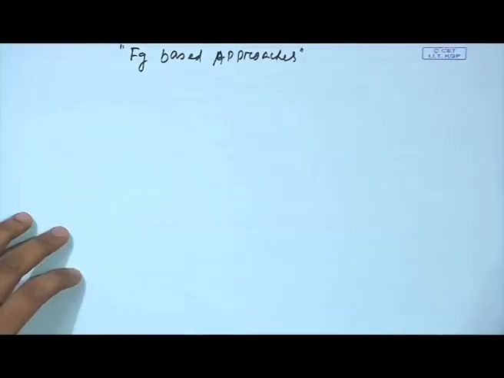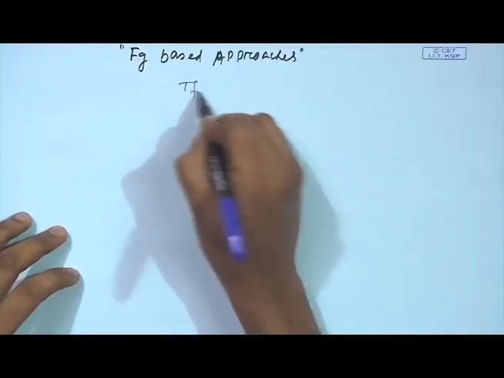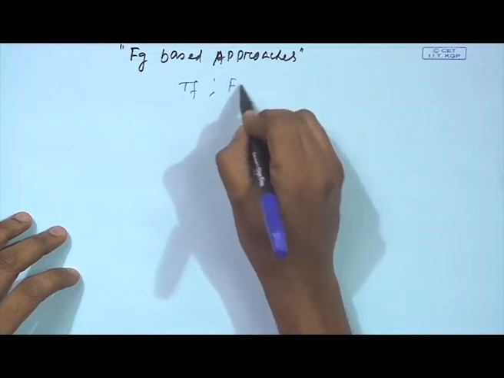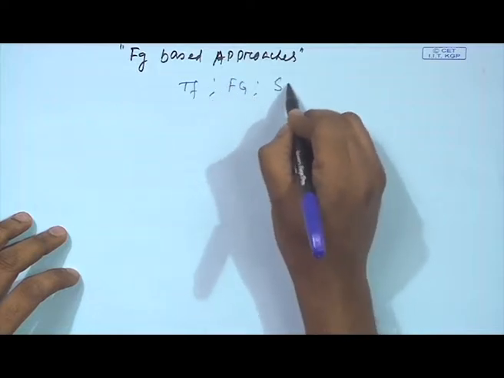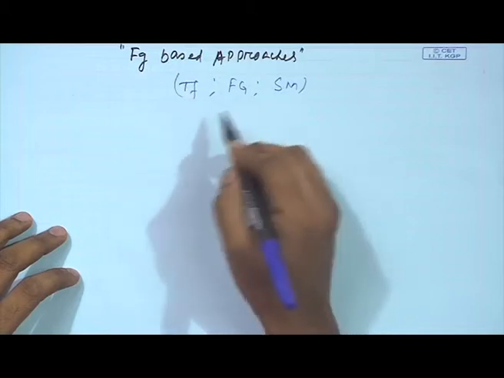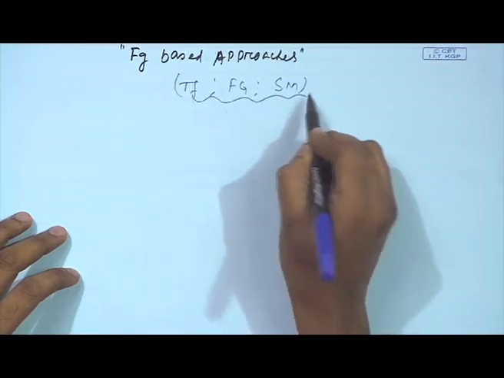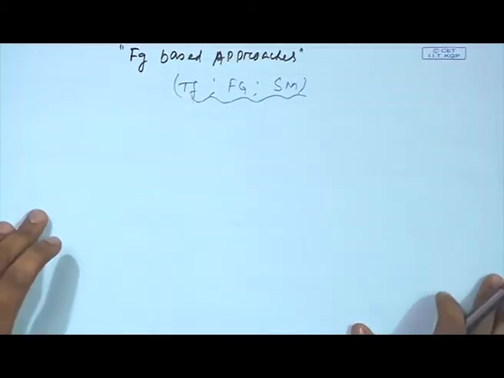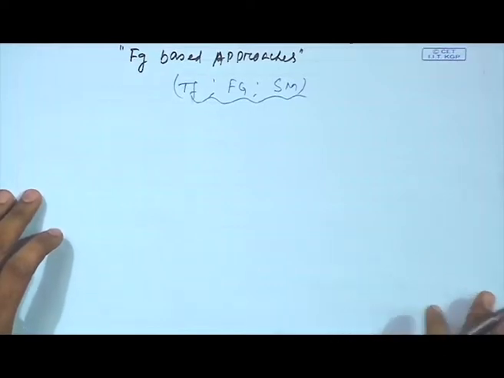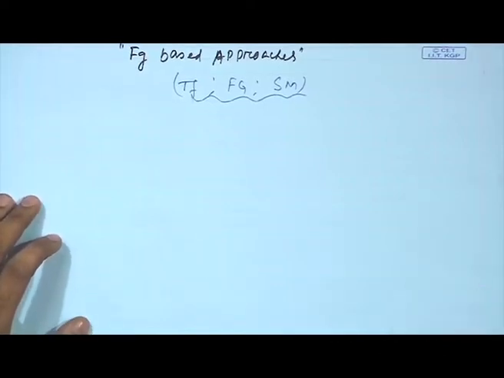I will try to figure out how functional group based approaches can be useful. As I said, transformation, functional group and starting material we are discussing in a parallel or overlapping fashion, because all the strategies dealing with these three are interlinked or interconnected through a common thread.